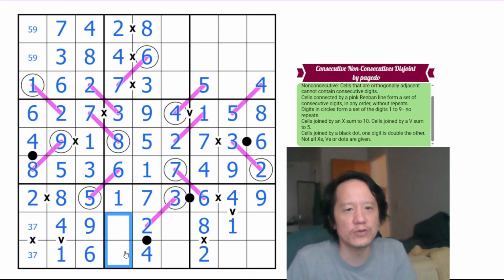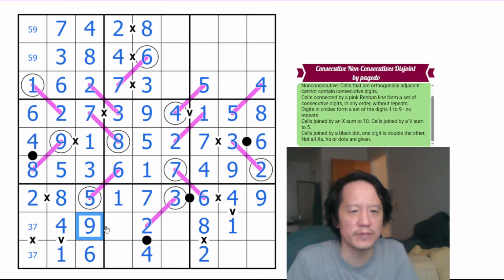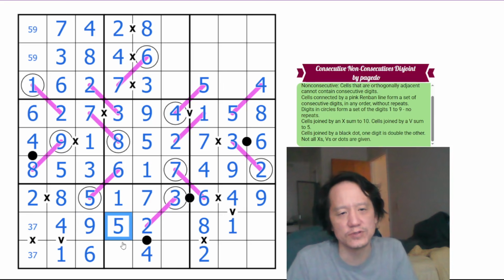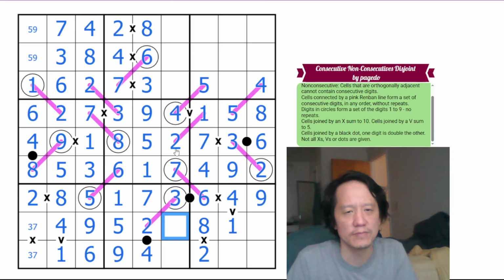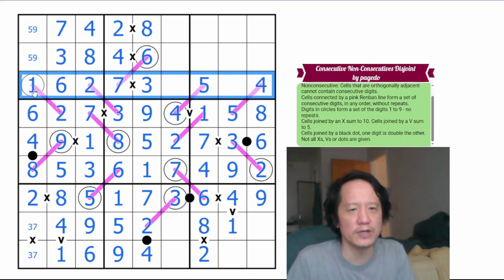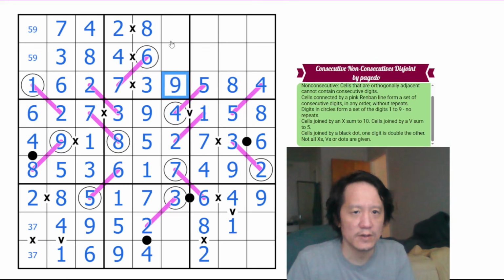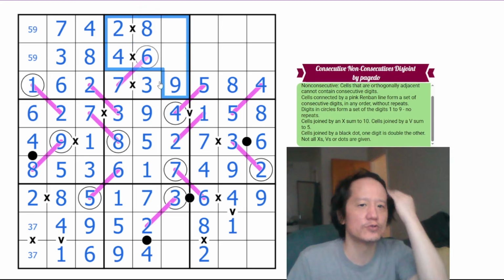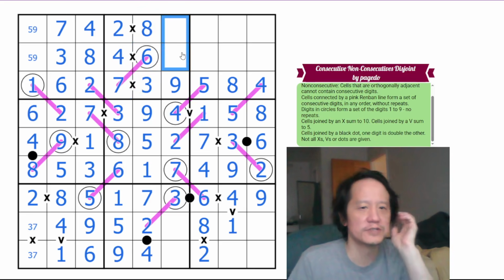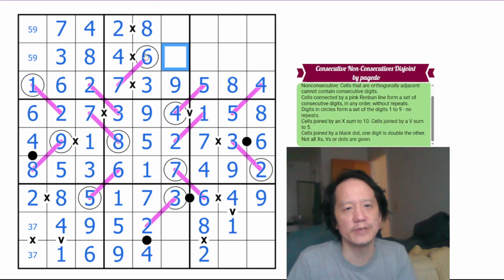Column 4, the remaining digits are 5 and 9. This can't be 9 because of the 9 in the row, so this is 5, that's 9. In row 3, the remaining digits are 8 and 9, and this can't be 9 because of the 9 in the column, so that's 8 and 9. That leaves us in this upper central box. The remaining digits are 1 and 5, and 5 cannot be orthogonally adjacent to the 6, so this is 1, that's 5.